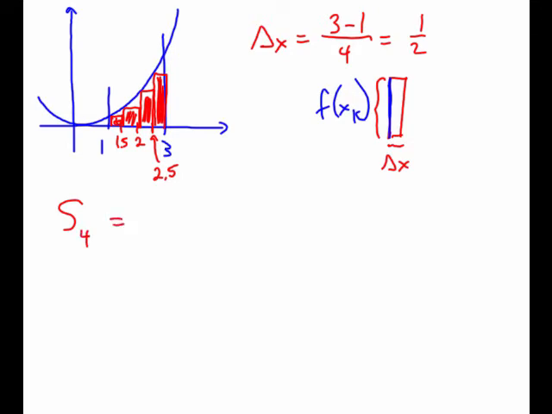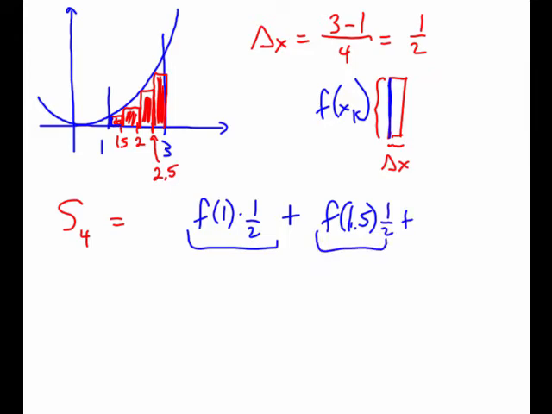For rectangle 1, it's going to be the height times the width. So the y value on the left is f of 1 times a half. For rectangle 2, it's the y value for 1.5 times a half. For rectangle 3, it's f of 2 times a half. And for the fourth rectangle, it's f of 2.5 times a half.